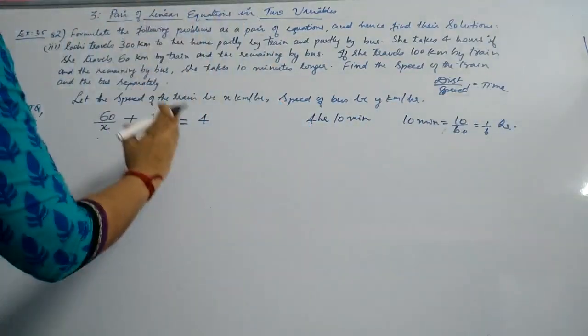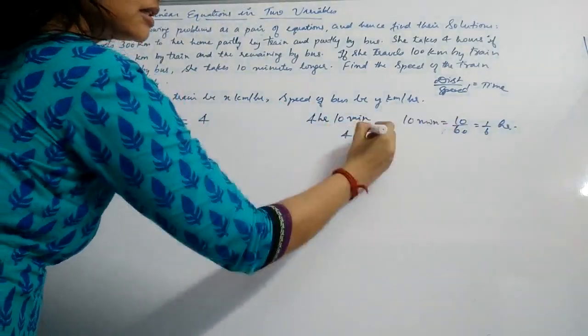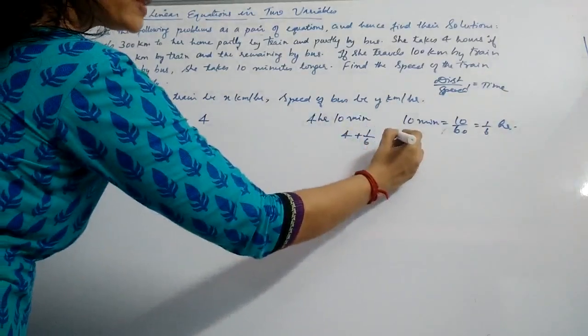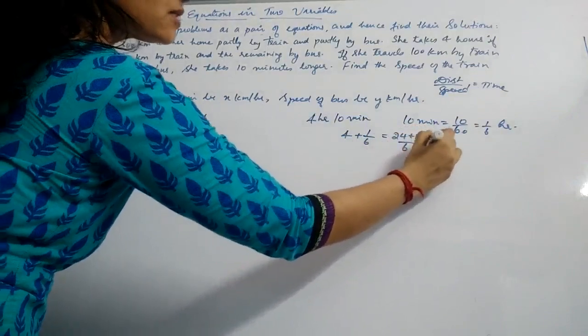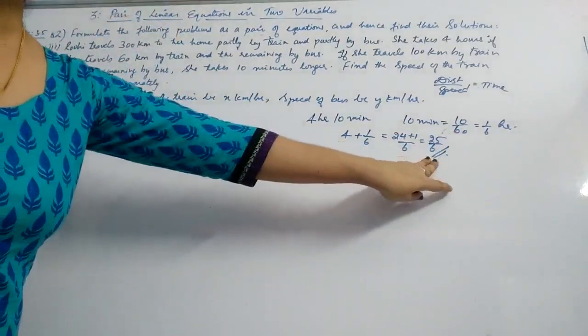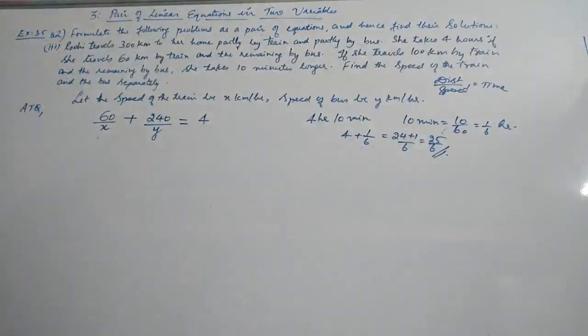So what we need to do here is 4 will be there, which is in hours, plus the 1 by 6 of that 10 minutes will be there, and this will give you 24 plus 1 divided by 6, which is 25 by 6. So this will be the total time taken by Ruhi when she travels 100 km by train and the remaining by bus. Okay, now we will form the equation.